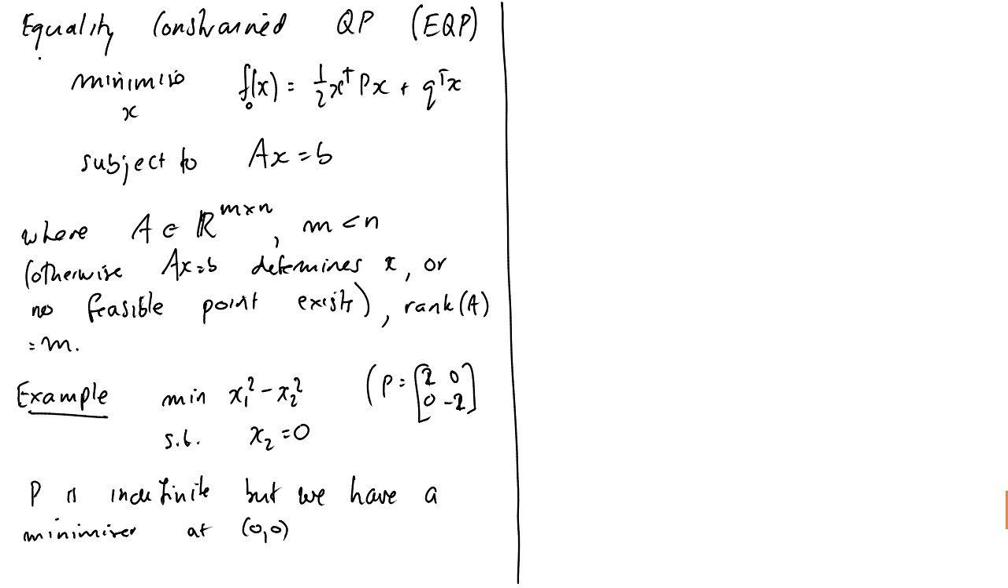Okay, so when we're dealing with equality constrained quadratic programs, we don't necessarily have a positive definite matrix, but so long as the matrix is positive definite on a subspace, in this case the subspace x2 equals 0, then we can still minimize our objective. Okay, so this is sort of the basis behind this method that we're about to look at.